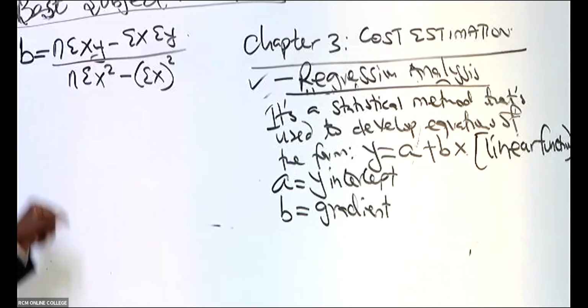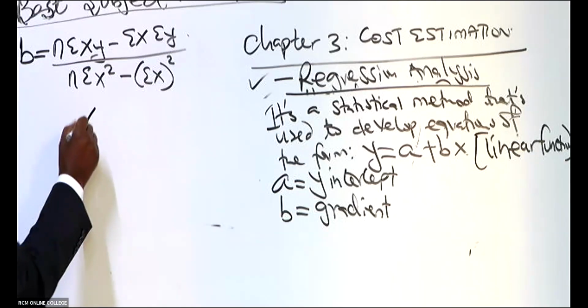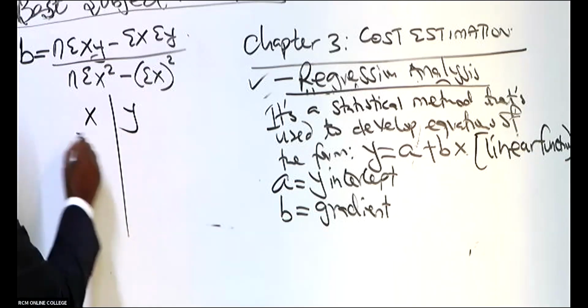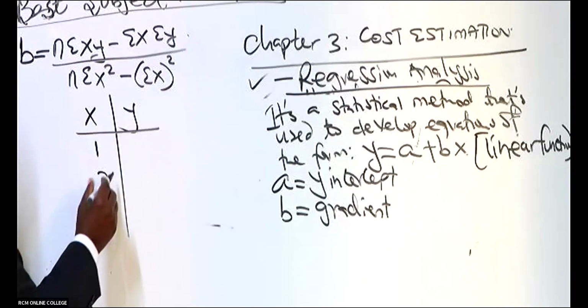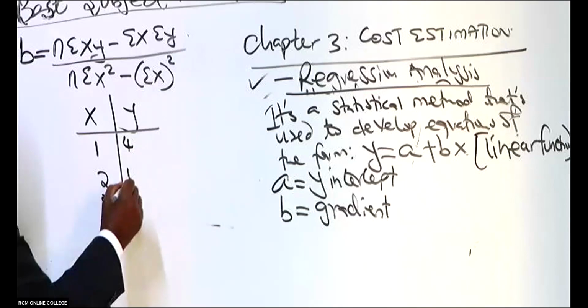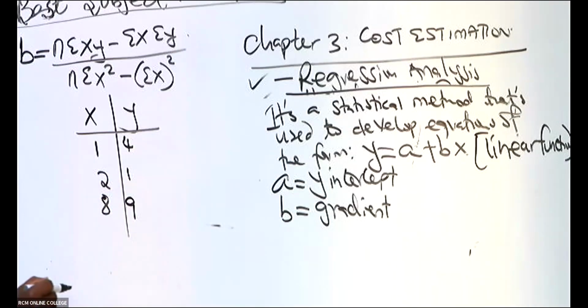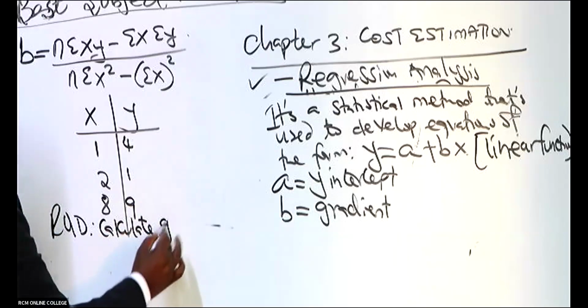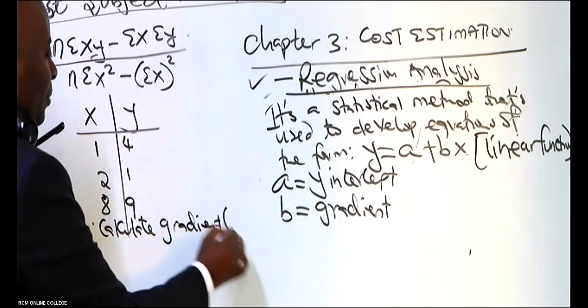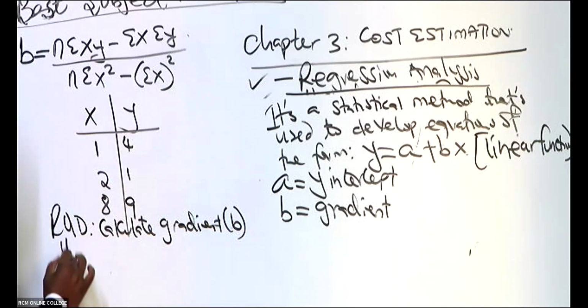Before I give you the formula of getting the value of a, I would want us to calculate b for this information. You are given 3 data points: x values 1, 2, 8 and y values 4, 1, and maybe 9. We are required to calculate the gradient, which is b, using regression analysis.